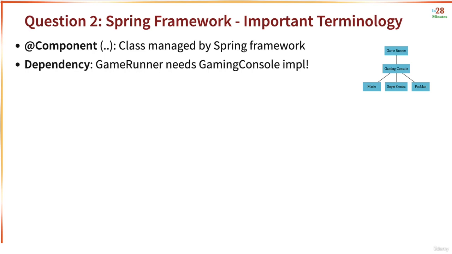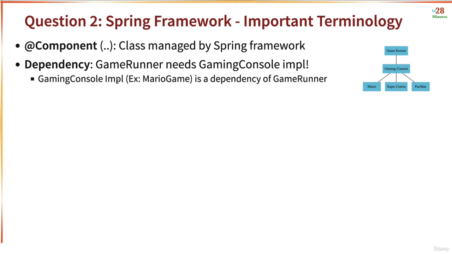The next terminology which we typically use, dependency. When it comes to Spring Framework, whenever we talk about a dependency, it is something that you would need to be able to create an instance of a specific class. If I would want to create an instance of the GameRunner class, I would need an instance of the gaming console. You'd either need Mario or Super Contra or Pac-Man. So gaming console implementation, example Mario game, is a dependency of GameRunner class.